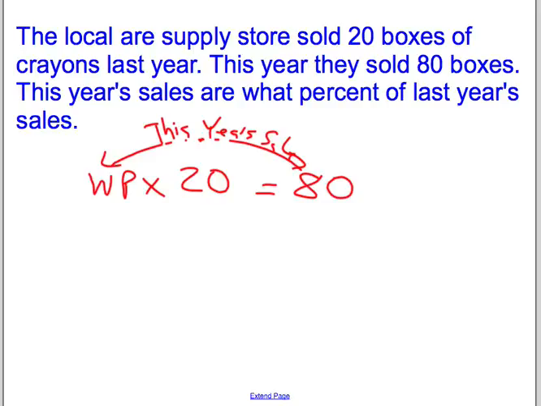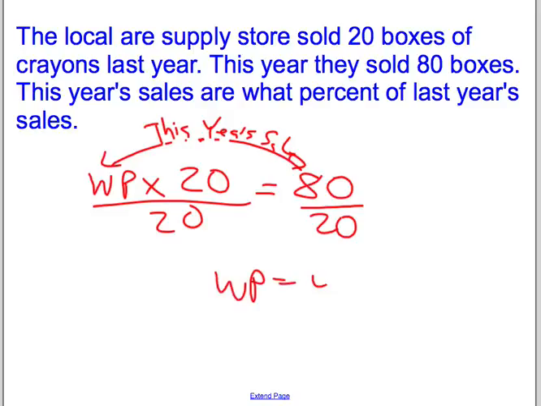Sorry about that. I even looked at that when I was typing it in, and I knew I'd need to do that, and I said it wrong. Okay, to solve for the percent, divide by 20. 80 divided by 20 is 4, and then we move our decimal over 2 places. So your percent is 400%.